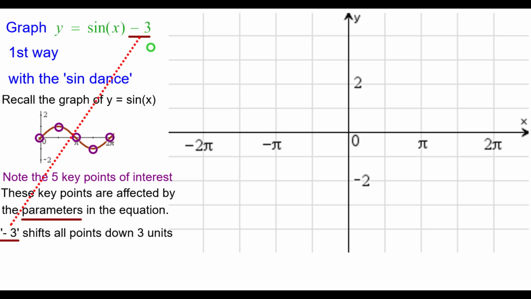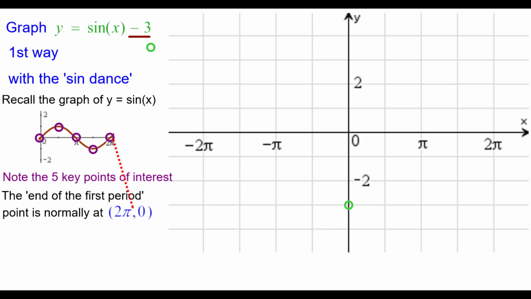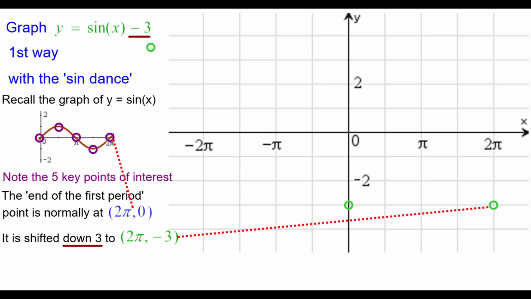The minus 3 shifts all points down 3 units. So the initial point, which is normally at the origin, is shifted down 3 to 0, negative 3. The x-coordinates are not affected at all. So let's plot 0, negative 3. The end of the first period is normally at 2 pi, 0. It is shifted down 3 to 2 pi, negative 3.